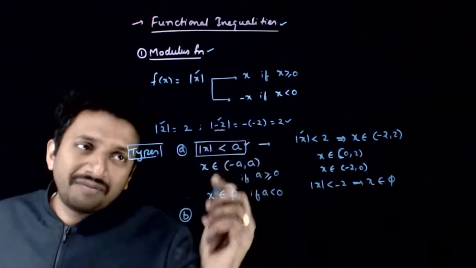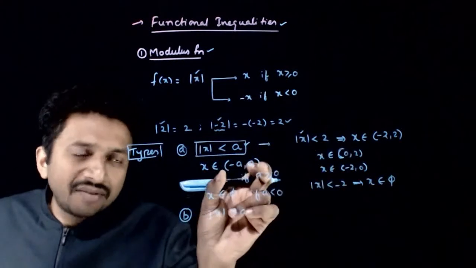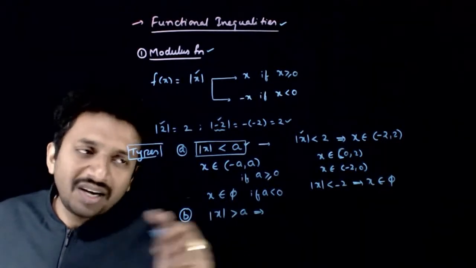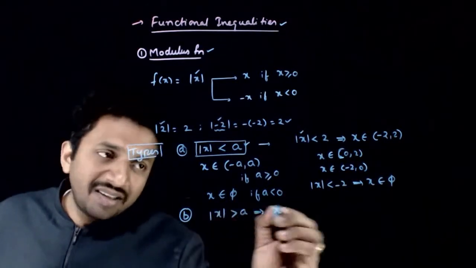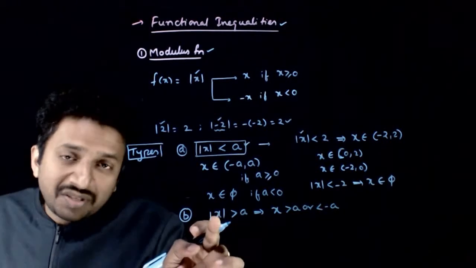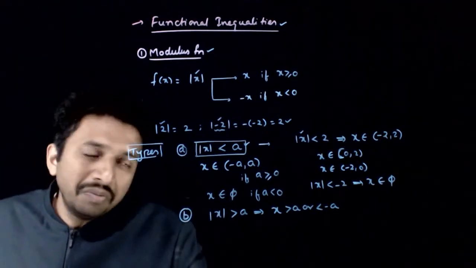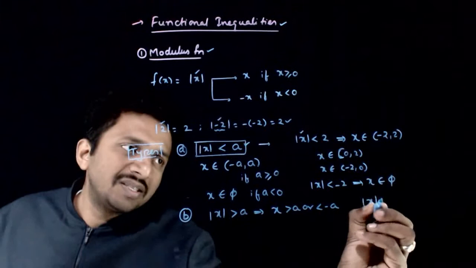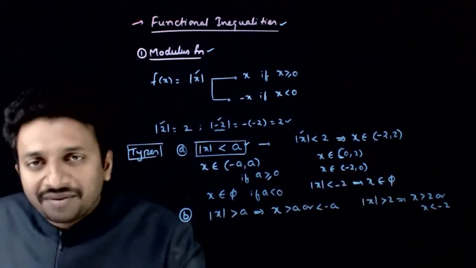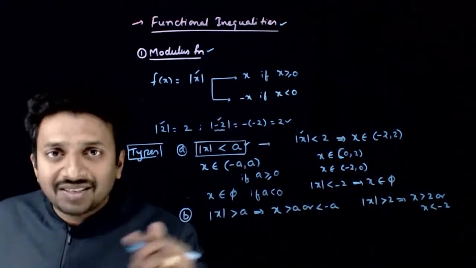And the parallel for this is mod x is greater than a. If you have equality here, you have a closed interval here. So what is the answer to this? If mod x is greater than a, x is either greater than a or less than minus a. On the positive side, if x is greater than a, then mod x will be greater than a. On the negative side, if x is less than minus a, also mod x will be greater than a. So if mod x is greater than 2, this implies x should be greater than 2 or x should be less than minus 2. These are the two options that you have. So mod x greater than a implies x is greater than a or x is less than minus a.